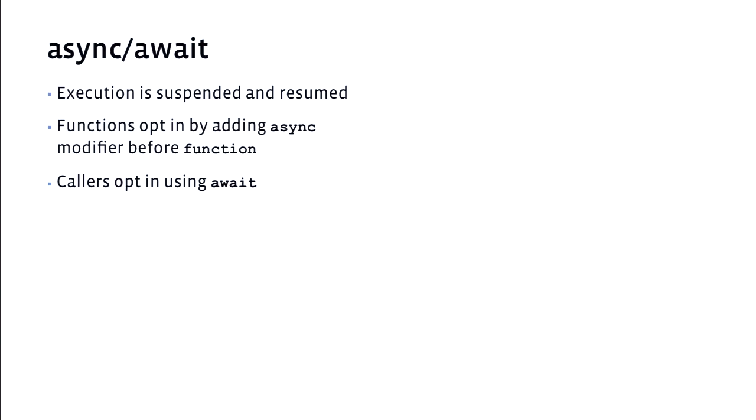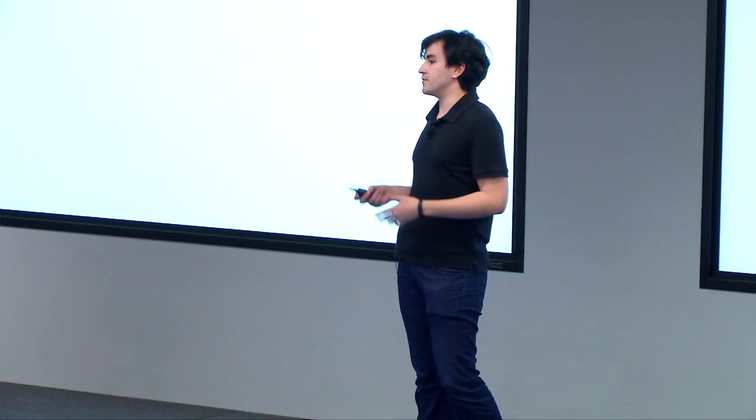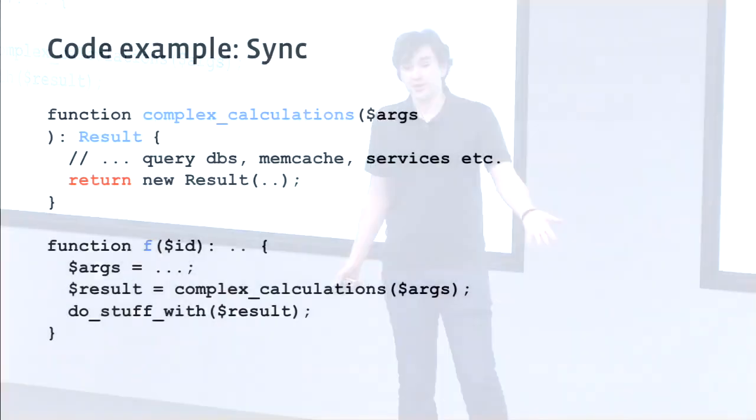The way that happens is functions declare themselves as async functions by adding the keyword async before the function keyword. And then at call time, you opt in to say, OK, I'm cool waiting as long as this takes before resuming processing the result, by using the await keyword. And the compiler does some transformations on the async functions and the await statements that are similar to what is done for generators. So here's an example of some synchronous code.